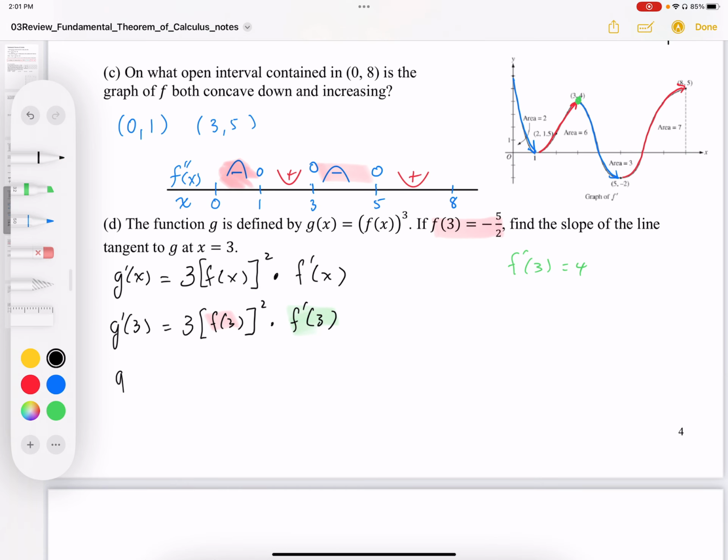So g prime at 3 is equal to 3 times negative 5 over 2 squared. That's going to give us 25 over 4 times f prime at 3, which is 4. Working that all out, we end up with the 2 squared in the denominator and 4 cancel out. So we end up with 3 times 5 squared, and we get a slope of 75. So the slope of the line tangent to g at x equals 3, the slope is going to be 75.